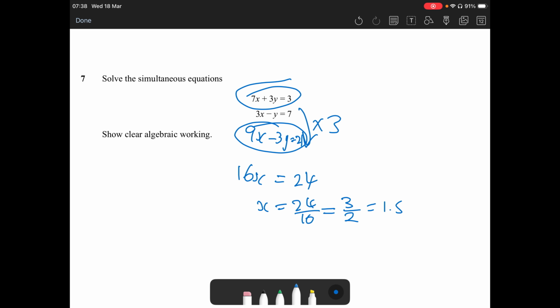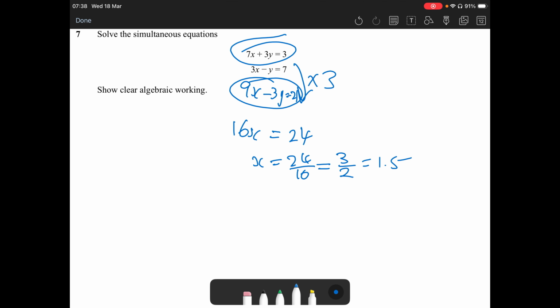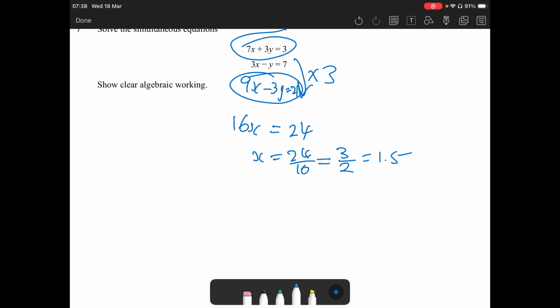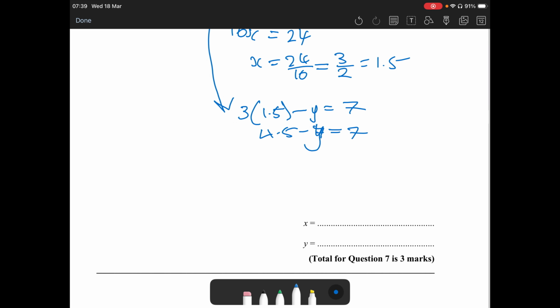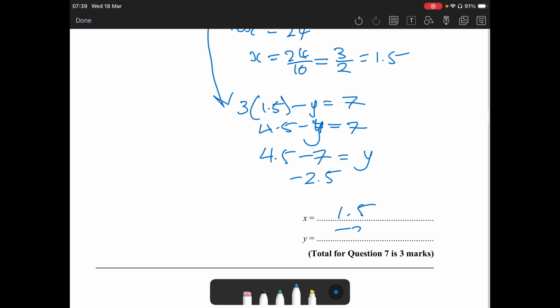That's 1.5. And we can substitute in to work out y. I'm going to pick that third equation, so 3 lots of x, 1.5, take away y is 7. So 4.5 take away y is 7. Move your y over. So you'll get 4.5. The y, because I'm moving it to the right, becomes positive. The 7 becomes negative. So 4.5 take away 7 is negative 2.5. So x is 1.5. y is negative 2.5.